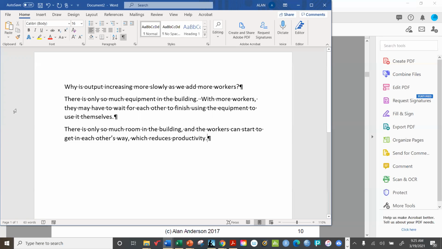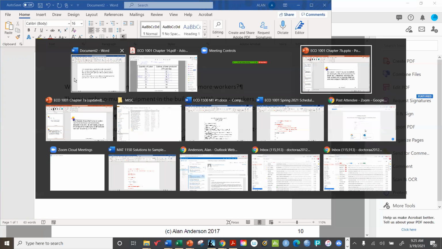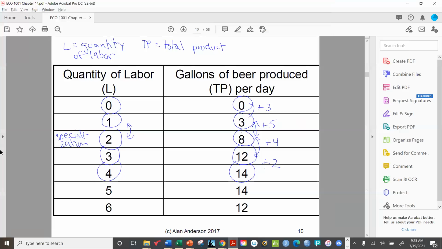So remember, we assumed that we're in the short run, which means we only have so much land and so much capital. So this becomes more and more of a problem as we add more workers. And you can see that because of this, if we add a fifth worker, our output doesn't go up at all.